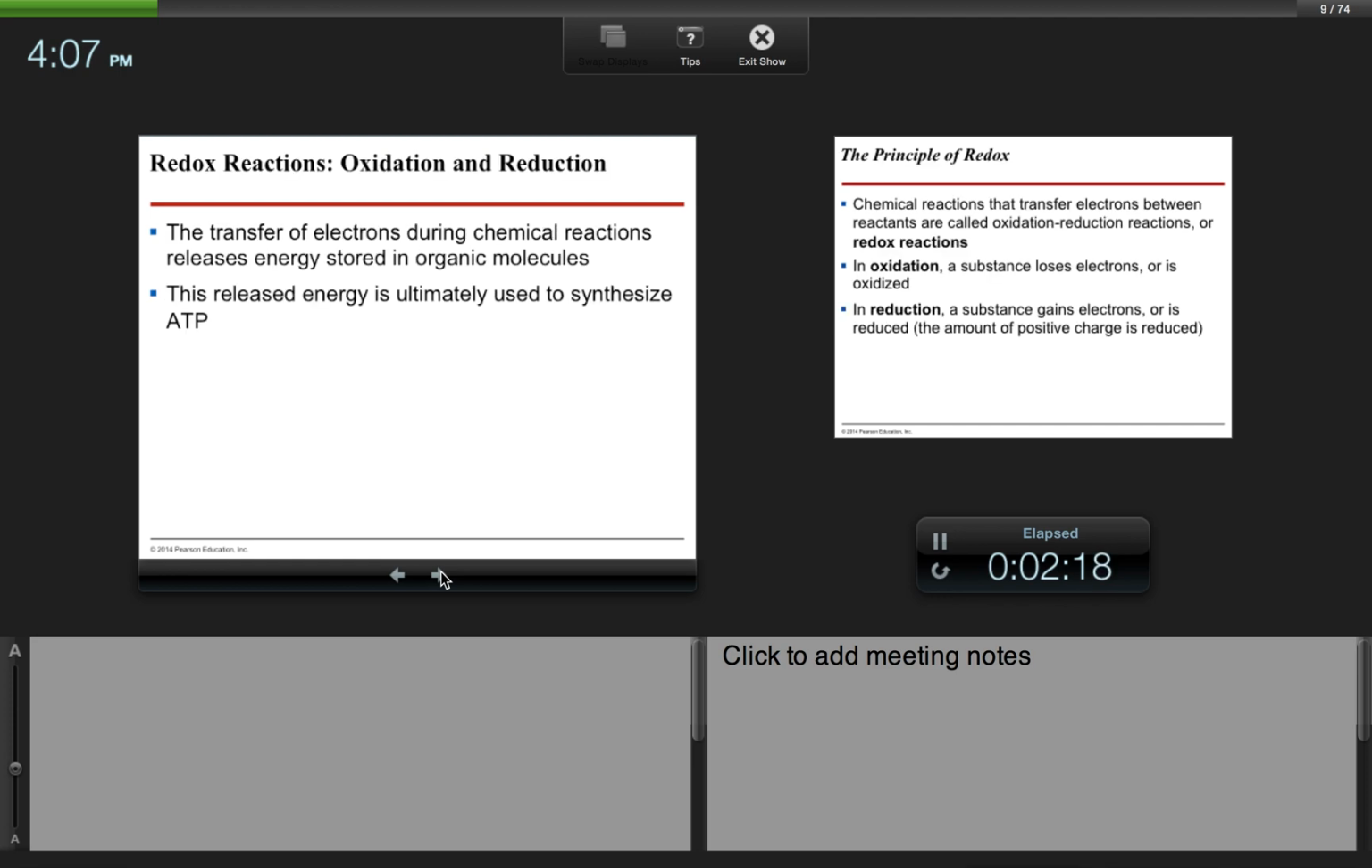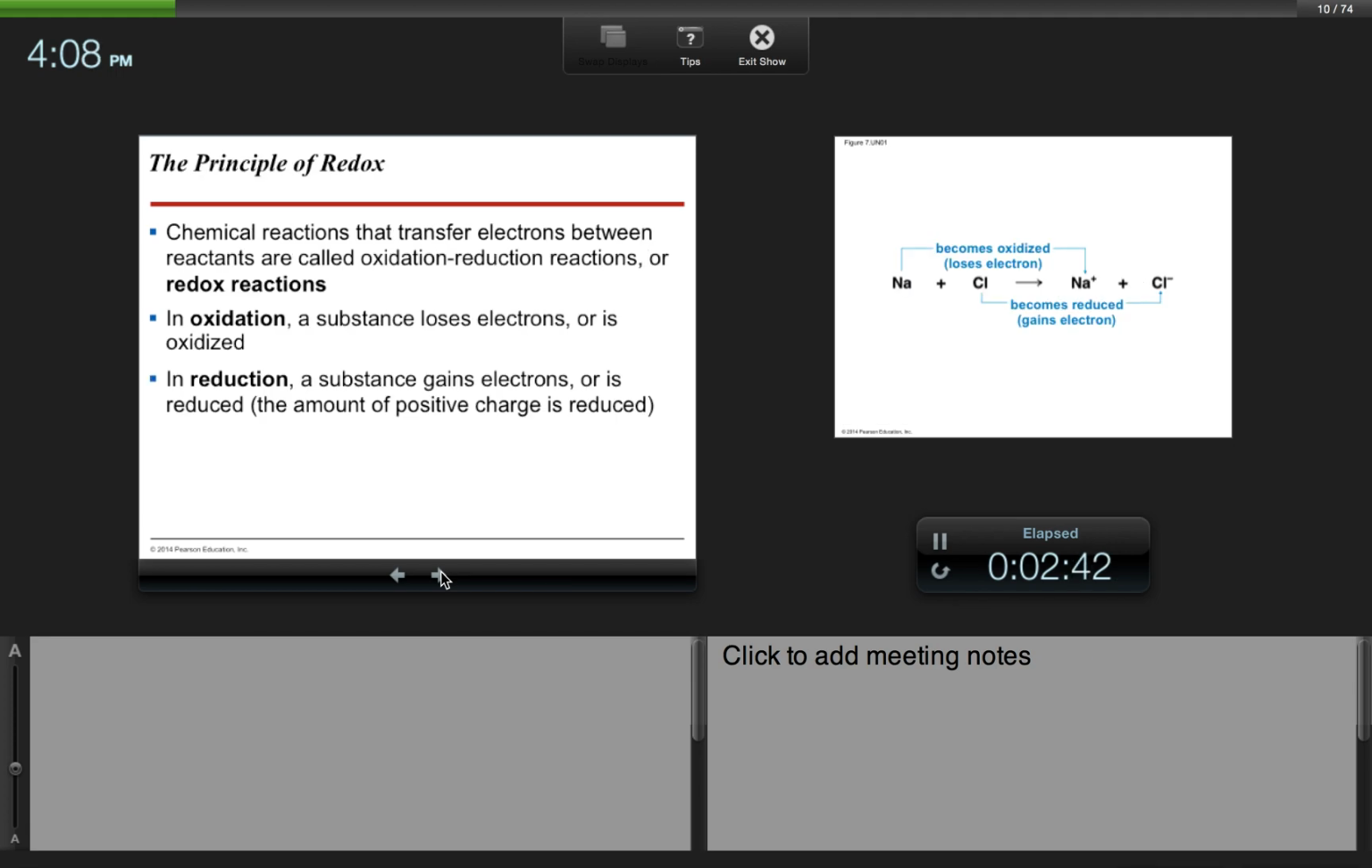So what we want to look at when we look at both cellular respiration and photosynthesis is the flow of the electrons, because it is the electrons that are the most important part of both processes. The transfer of electrons during chemical reactions releases energy stored in organic molecules. This released energy is ultimately used to synthesize ATP.